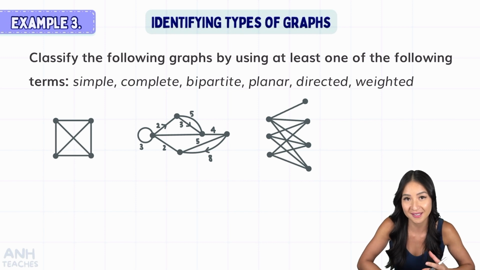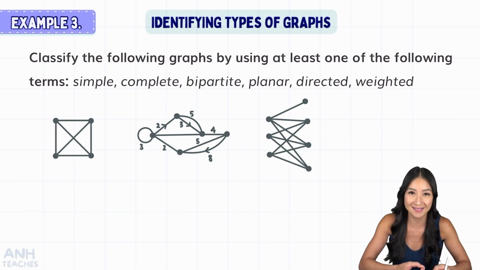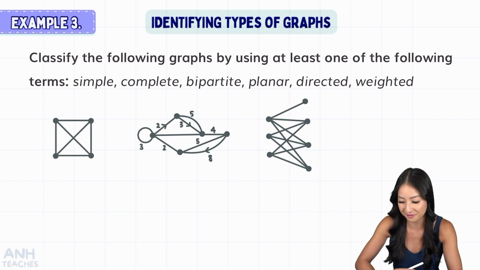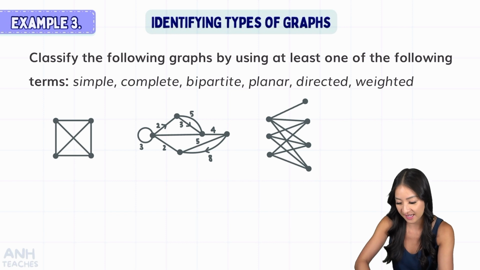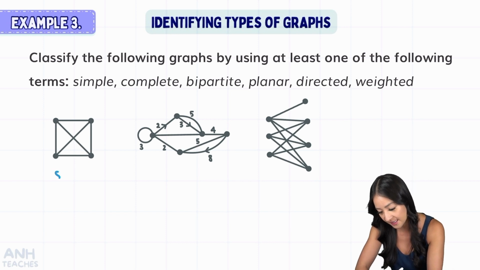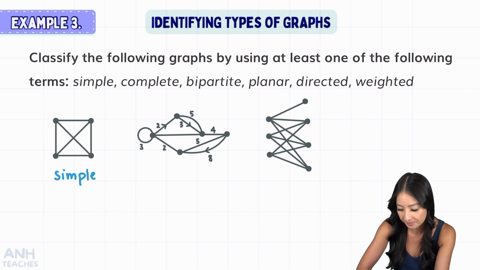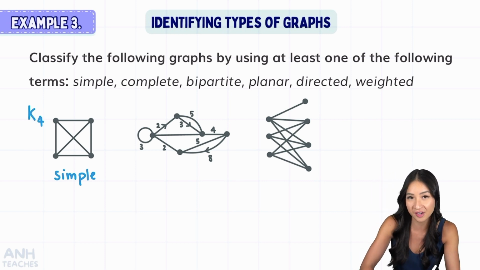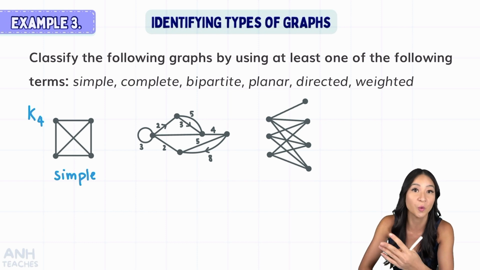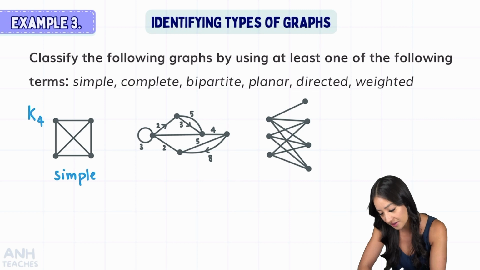So I'm going to go through the list of terms and try to pick out as many as I can for each graph. So starting with the first graph, I can tell that it is simple because there aren't any multiple edges or loops. It is also complete. It's actually a K4, and that's because there are 4 vertices and every single vertex is connected to all the other vertices. So this graph is complete.